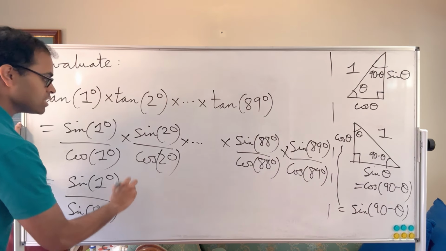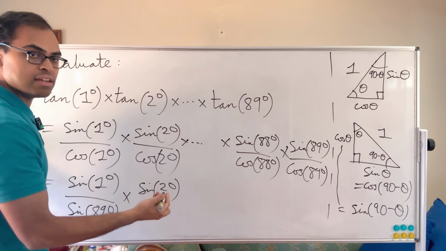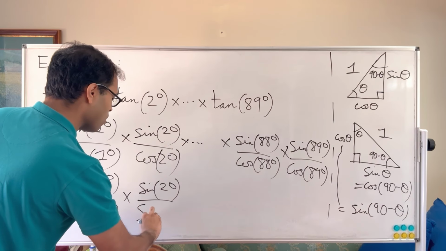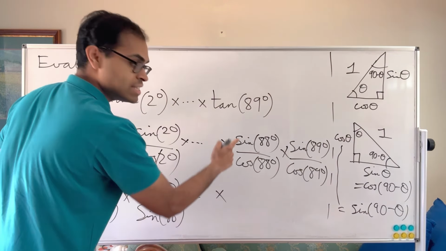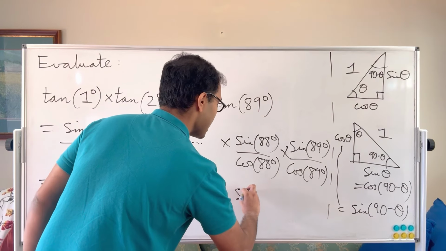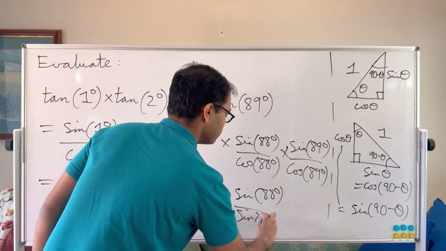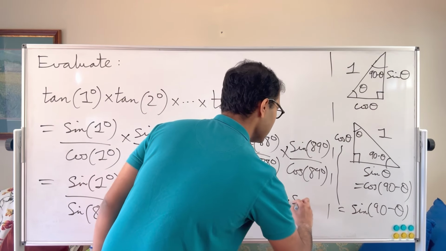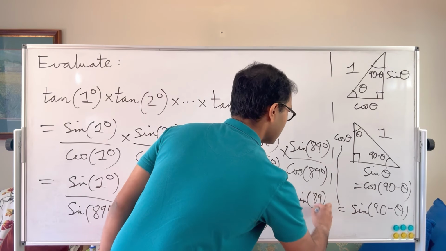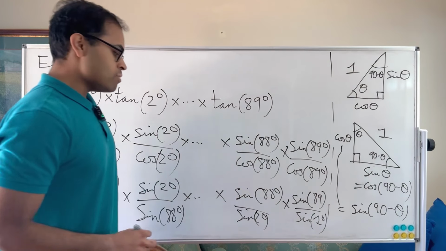Then we're going to get sine of 2 divided by cosine of 2, which is sine of 88. And then we're going to keep going. We're going to get sine of 88 divided by sine of 2. And then sine of 89 divided by sine of 1 degrees. So that's going to be our product.